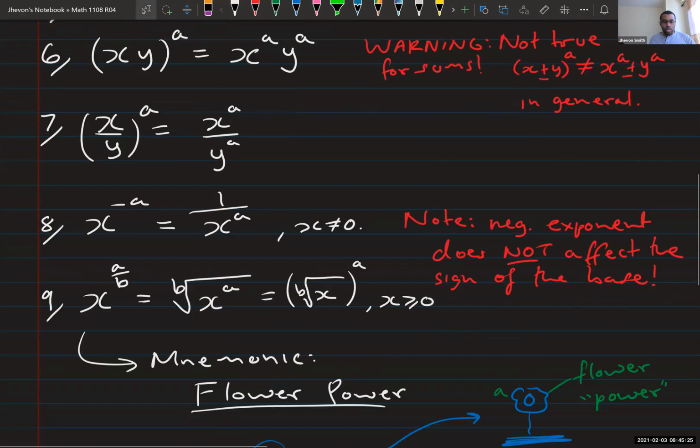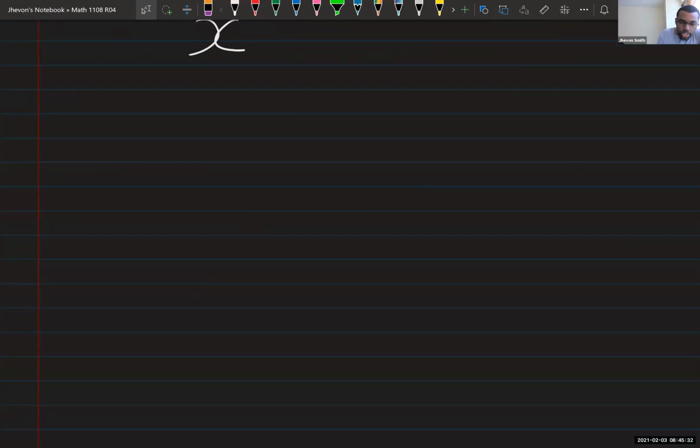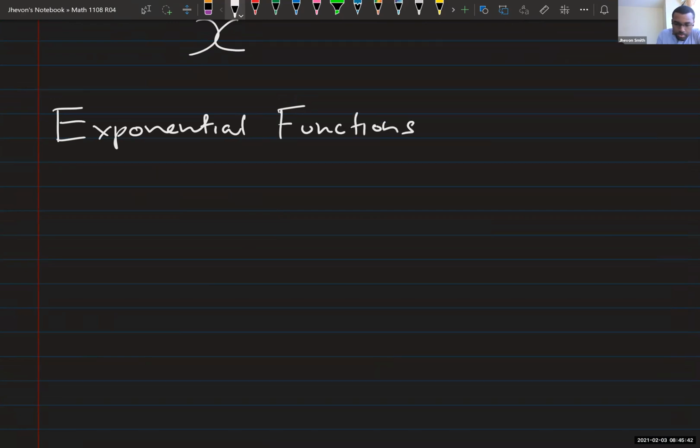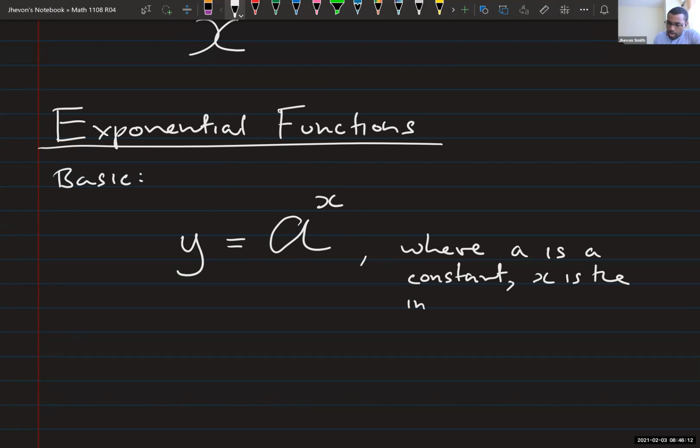Okay, so those are just some basic rules that we need to remember, and it seems like most of you do. Awesome. Let's actually talk about exponential functions. So here's the basic function. So these are functions of the form y equals a to the x, where a is a constant, so it's just a number, and x is the independent variable.